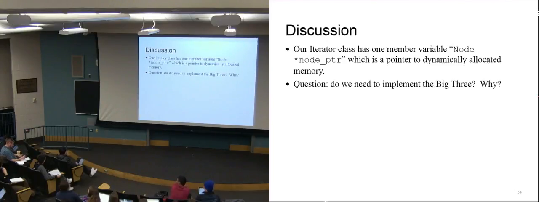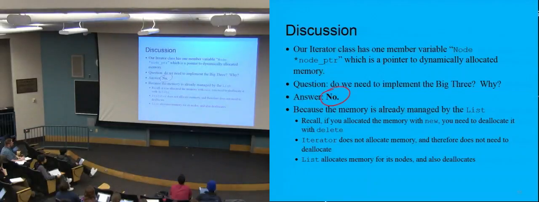No. Here's the difference. List had a pointer to dynamically allocated memory that was created by list, and so list had to clean up its own mess. Is that true here? Not quite. So no, because the memory is already managed by the list. If you allocate memory with new, you need to deallocate it with delete. That was true in the list, and that's not true in the iterator, because the iterator did not make its own mess. The iterator didn't make any new messes, so the iterator doesn't have to clean the mess up.